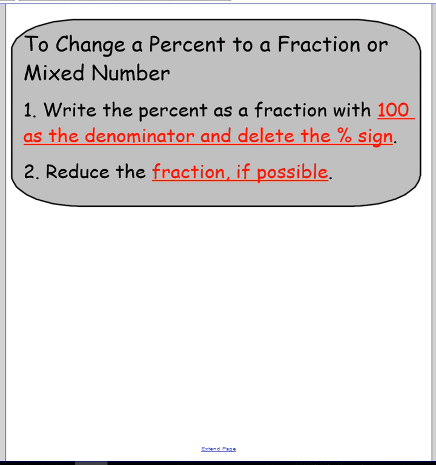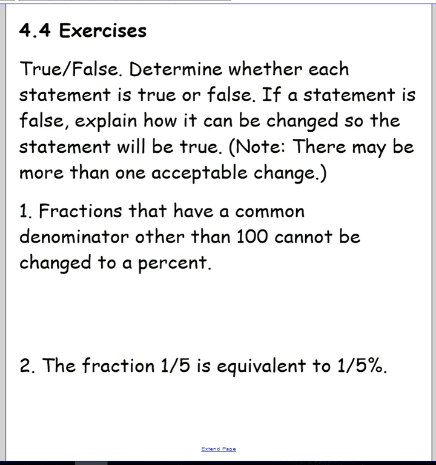So to change a percent to a fraction or to a mixed number, we are going to write the percent as a fraction with 100 as a denominator and delete the percent sign, because percent sign means out of 100. So we don't want to keep the percent sign and add the over 100, because then it's having it twice. And then the fraction that we've created, we need to reduce whenever possible. And we'll take a look at some examples on how to do that in a little bit. But first, let's look at some true-false statements.